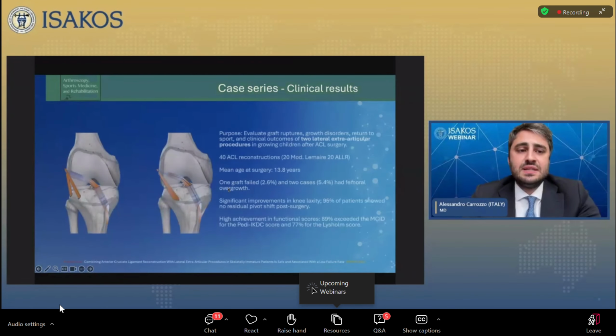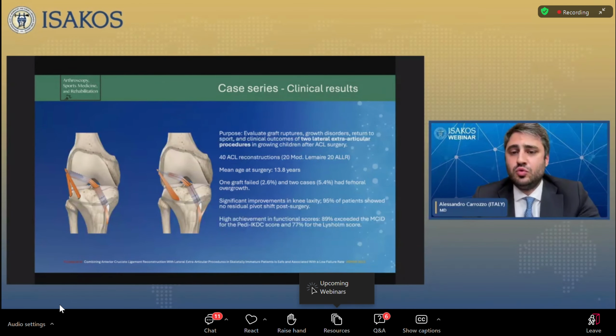Since then, subsequent studies with improved methodology have addressed the issue more comprehensively. For example, the study from the Santé Clinique of Lyon published results obtained with 2 different techniques of lateral extraarticular procedure, anatomic ALL reconstruction and lateral extraarticular procedure as modified Lemaire. They analyzed the results of 40 skeletally immature patients, and the mean age at surgery was 13.8 years. They reported that 92% of patients returned to sports with 1 graft failure, so 2.6%, and 5.5% of cases experiencing femoral overgrowth.